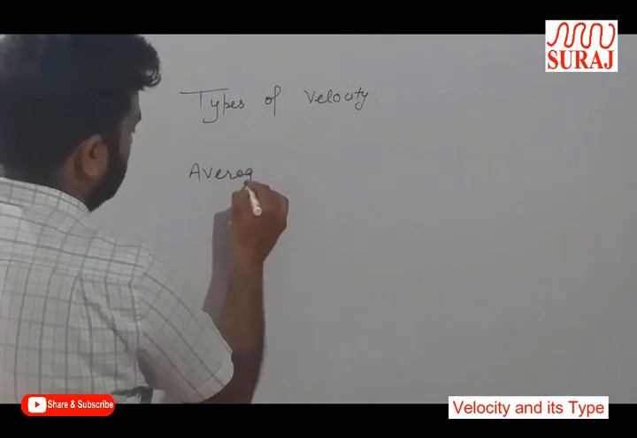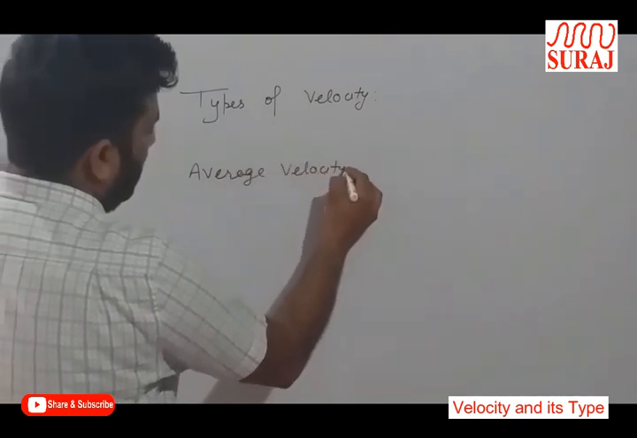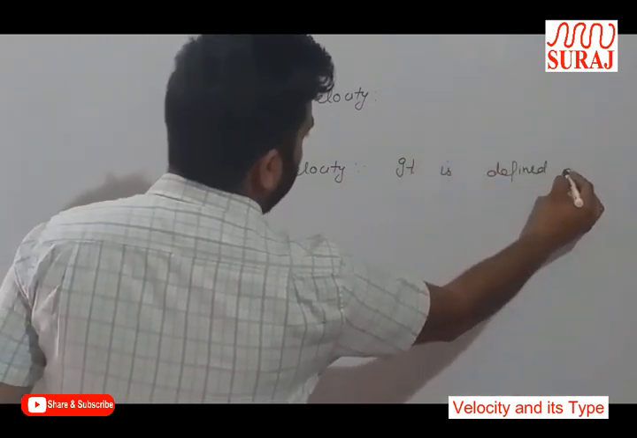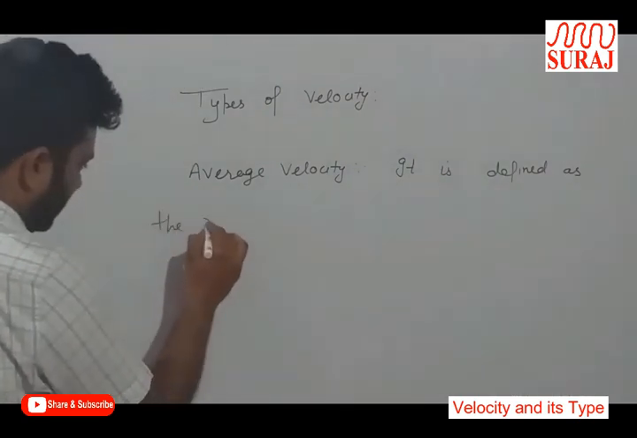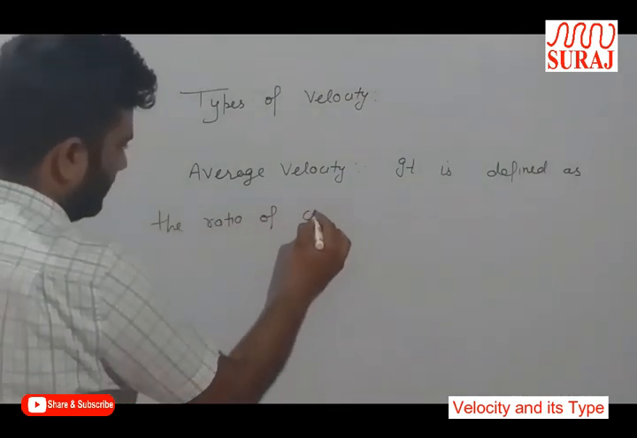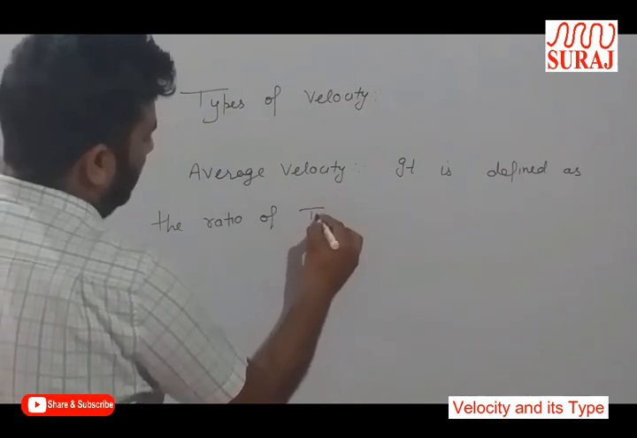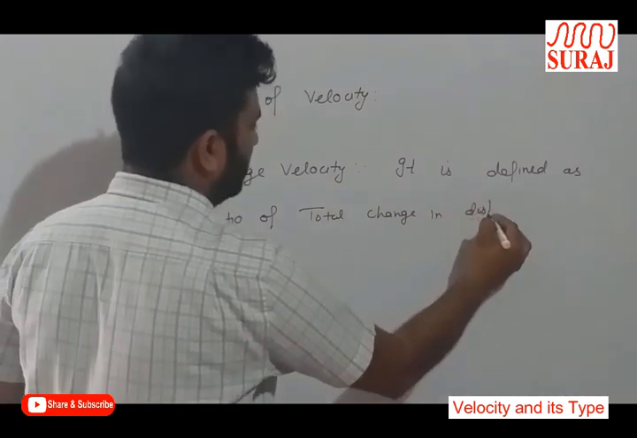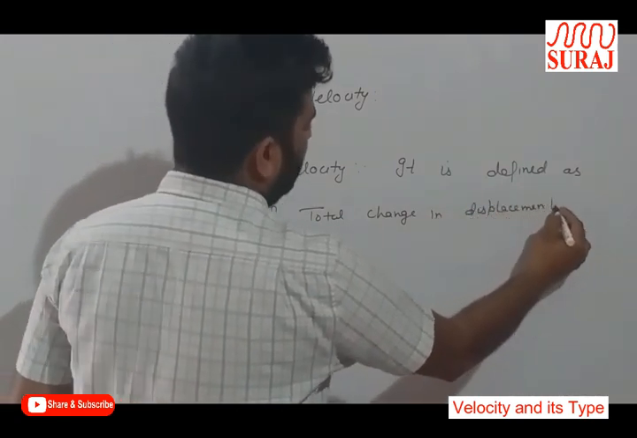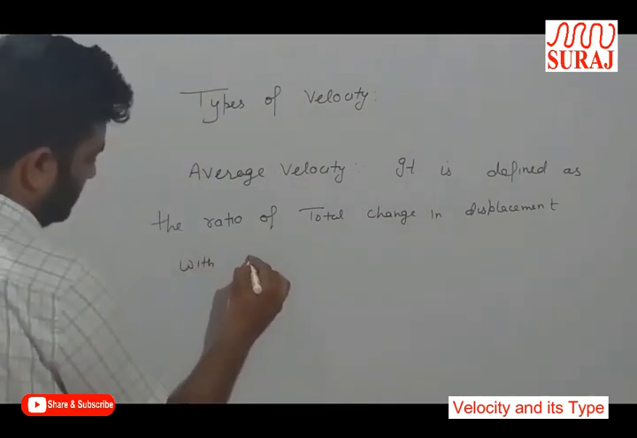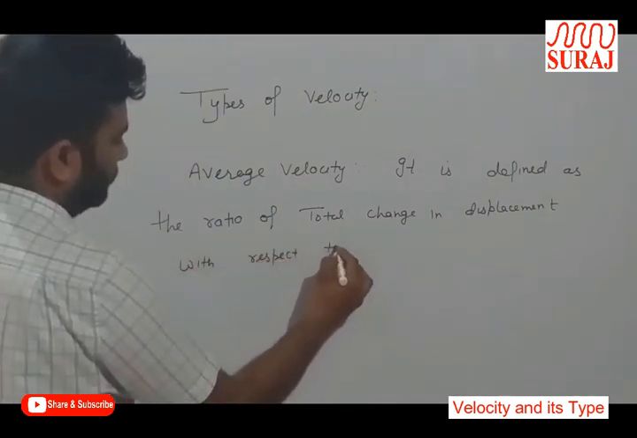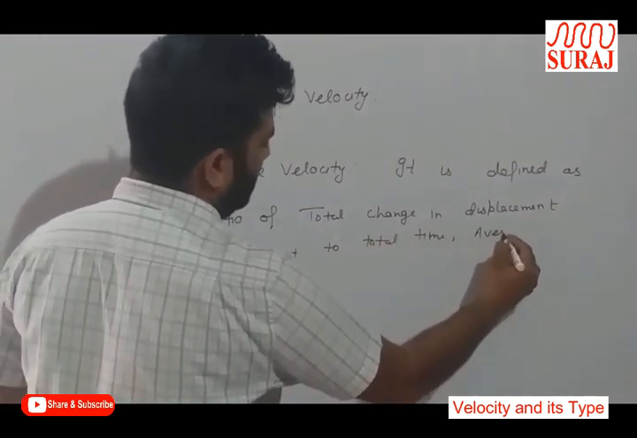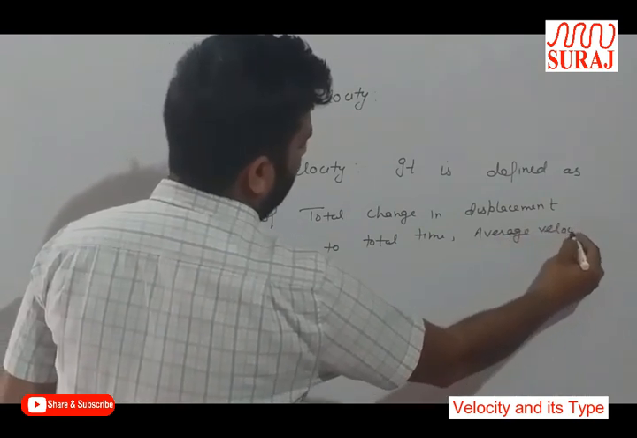Average velocity is defined as the ratio of total change in displacement with respect to total time. This is called average velocity.